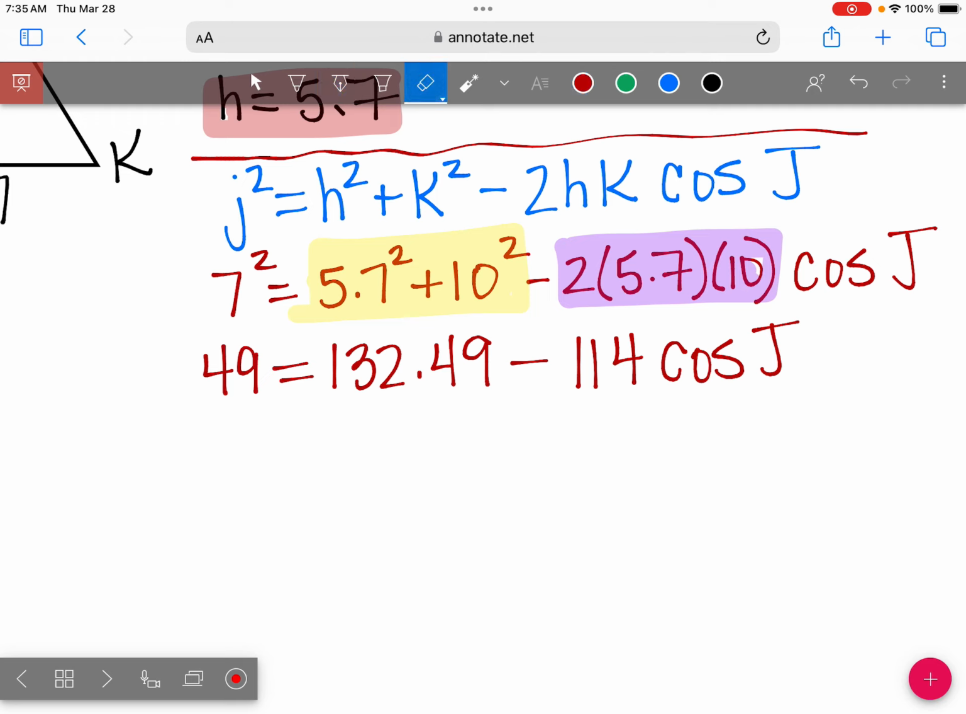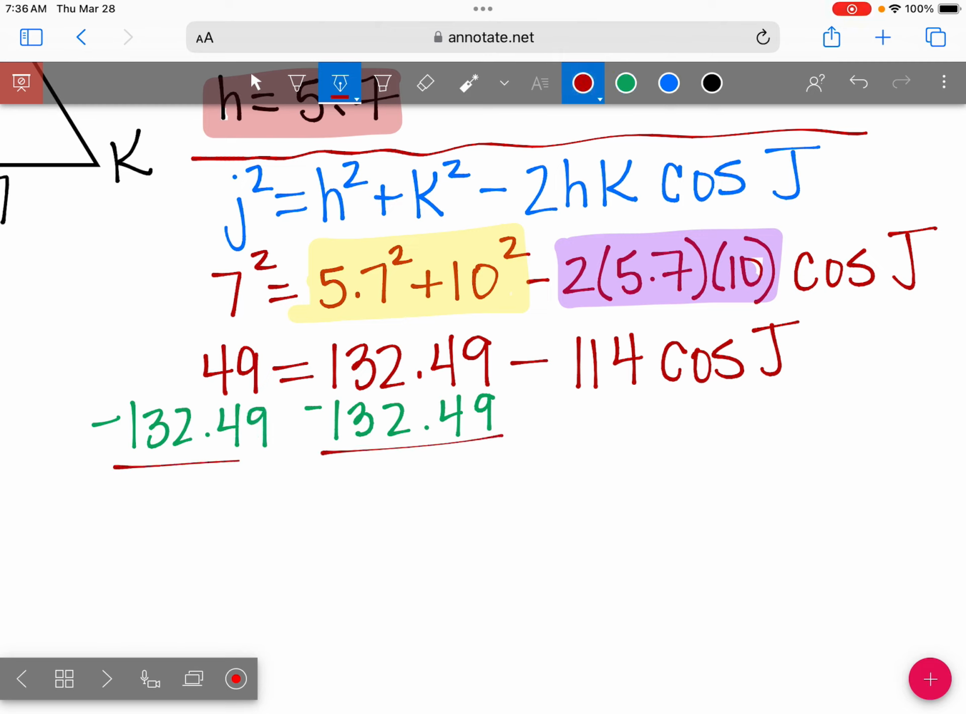Now, we gotta follow order of operations, which means we did our parentheses, and we already did our exponents. So now we actually gotta start from the bottom, by adding or subtracting. Whenever you're solving, we start at the bottom of the ladder. So we need to subtract this number first. You have to subtract this 132.49 from both sides. And then you have to divide by the negative 114.